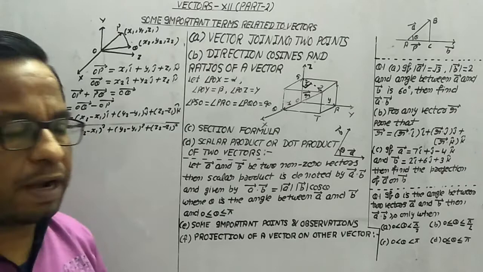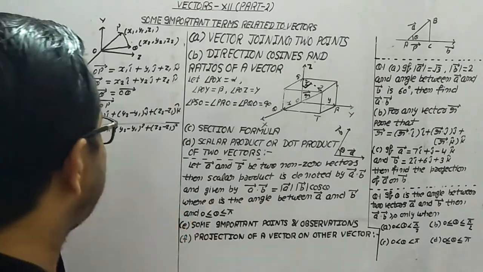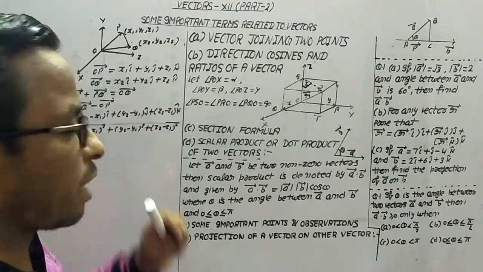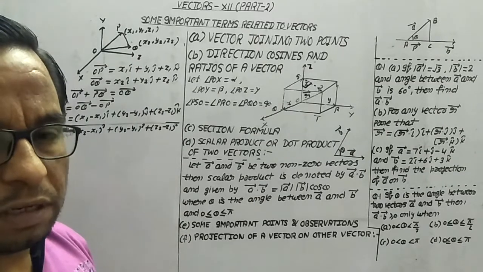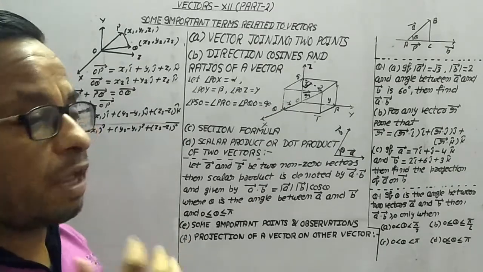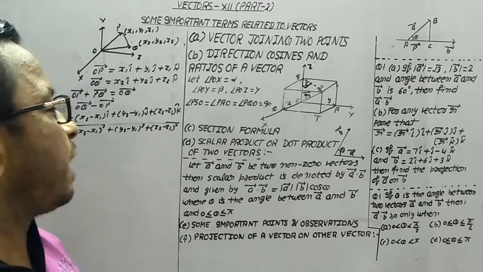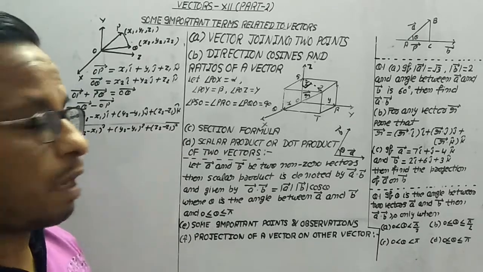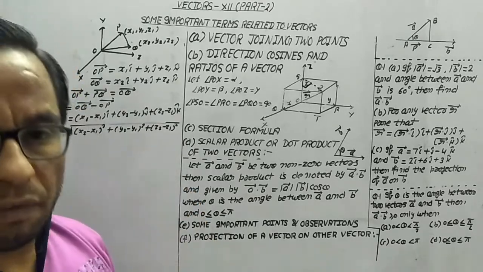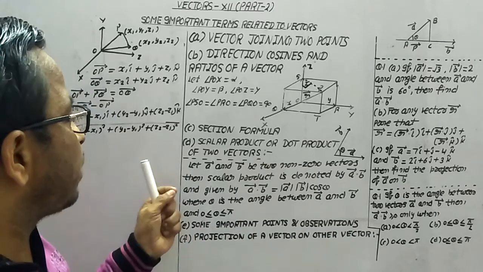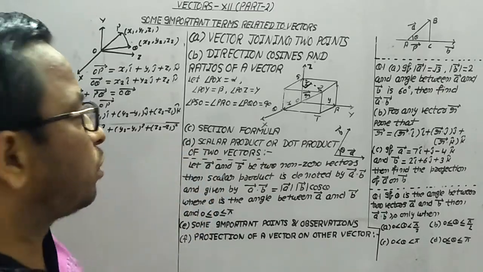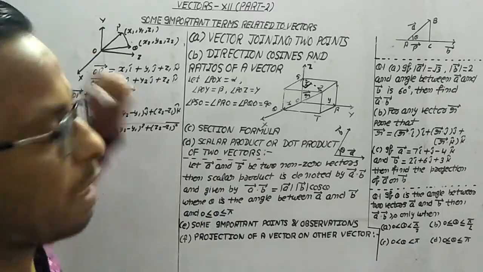And if we have to find the scalar components, then the scalar components are x2 minus x1, y2 minus y1, z2 minus z1. If we have to find the vector components, then the vector components are (x2 minus x1)i, (y2 minus y1)j, (z2 minus z1)k. So this is the vector joining 2 points.